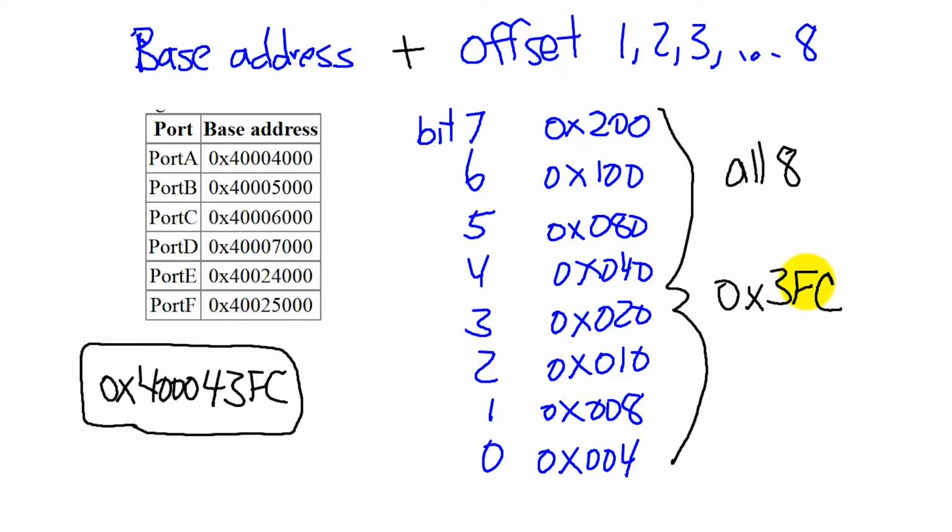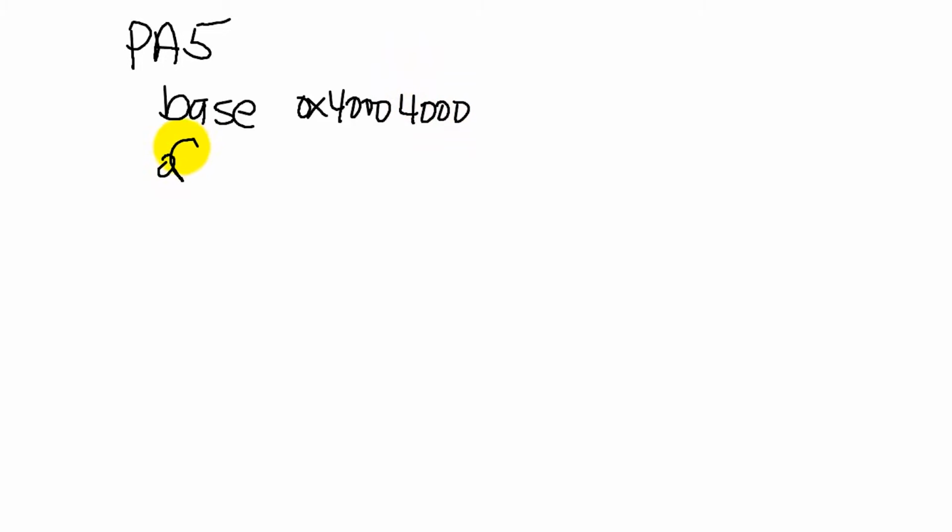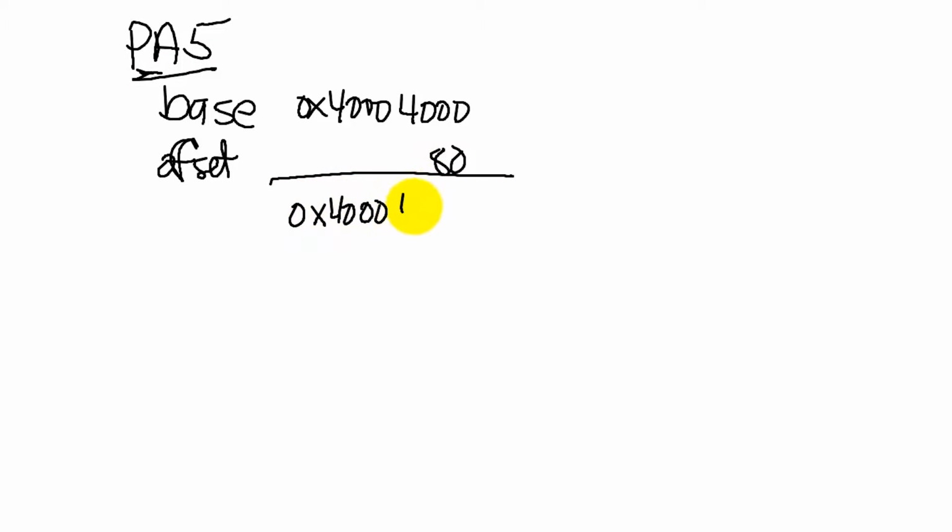Next I want to show you how to access just one of the pins. So let's do an example where I want to access just port A, bit 5. We're going to do this with the two parts. The base address is 0x40004000, and the offset for bit 5 is simply 0x080. When I add these together, the address for port A, bit 5, is going to be 0x40004080.